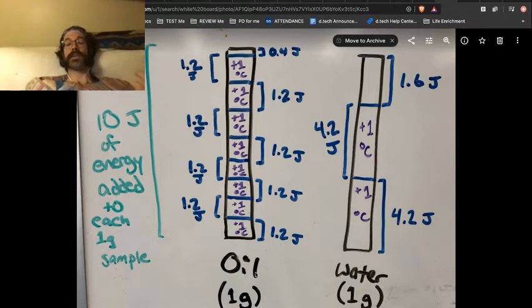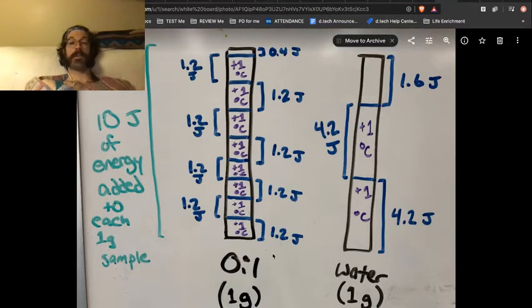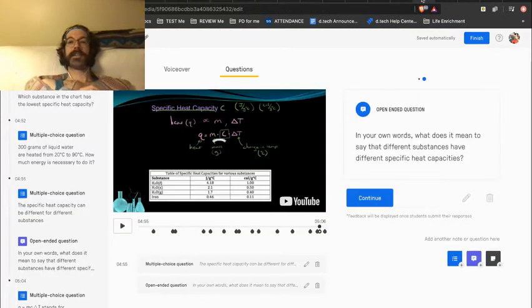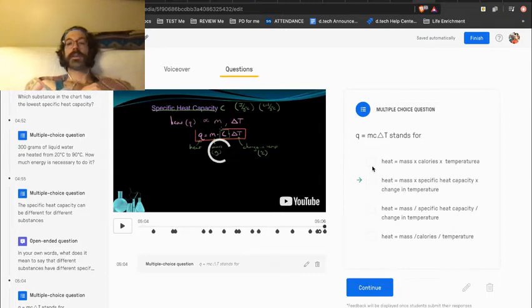So if you were to heat up some oil to fry, and then you were to heat up some water, and you get them to the same temperature, and you have the same mass, and then you turn off the heat and let them cool down naturally, which one do you think will cool down faster? Change in temperature faster? Probably the oil. You could test that at home.